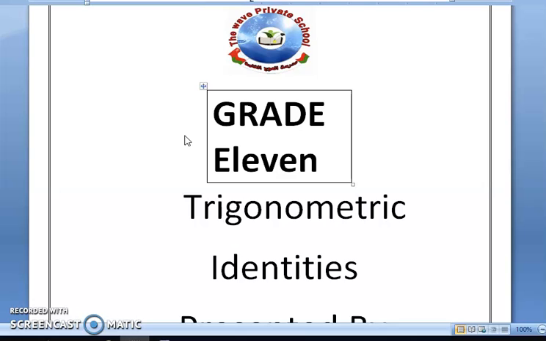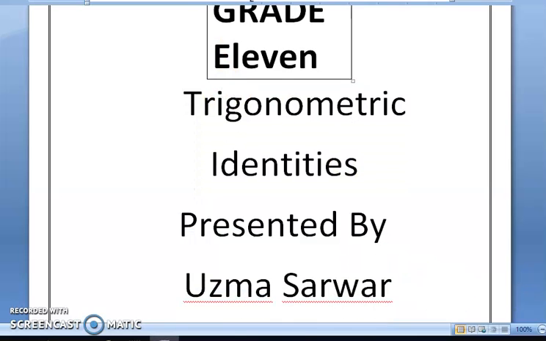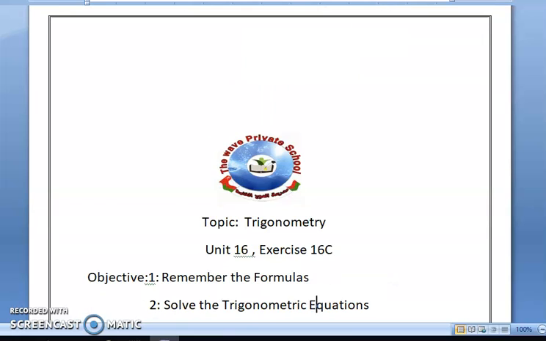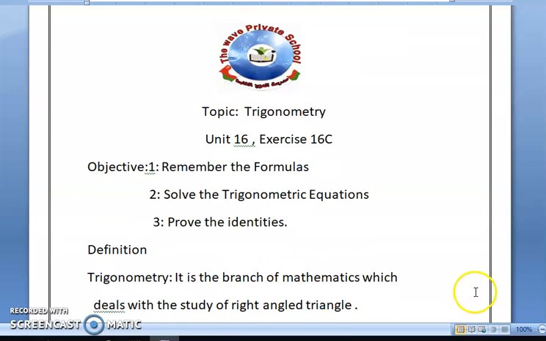Today I am here to deliver my lecture on a topic, trigonometric identities. So let's start. My topic is trigonometry, unit number 16 from the course book and exercise 16C. For this, I have three main objectives. First, to remember the formulas, solve the trigonometric equations, and prove the identities.